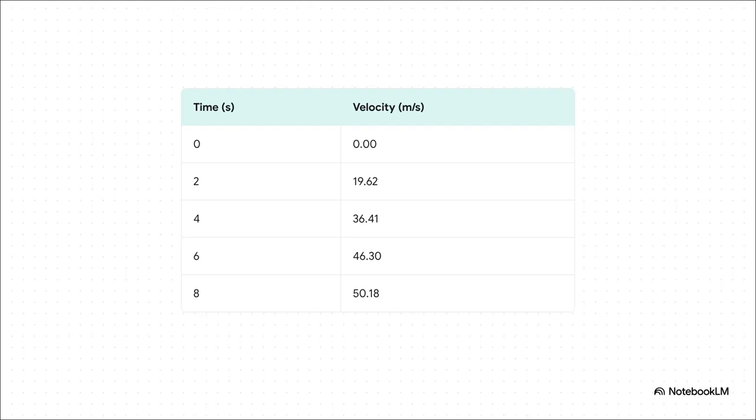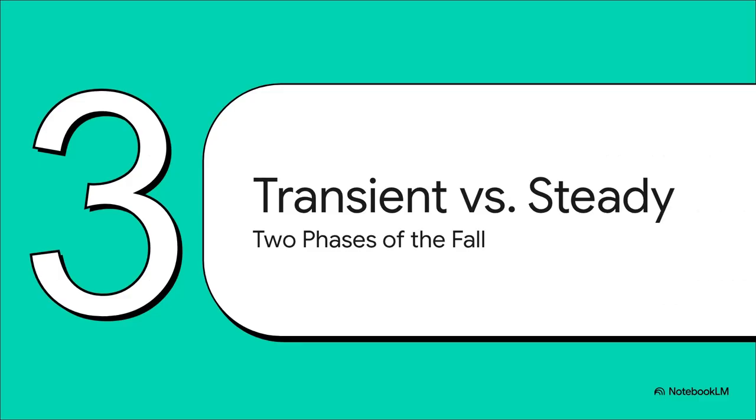Look at the numbers. The velocity isn't increasing by the same amount each time. The jumper is still accelerating, but that acceleration is definitely slowing down. So what does that changing acceleration really tell us about what's going on with the jumper? Well, the solution reveals that there are two very distinct phases to the jumper's fall, and these are absolutely crucial concepts in all of engineering.